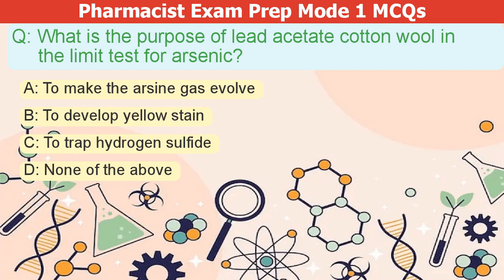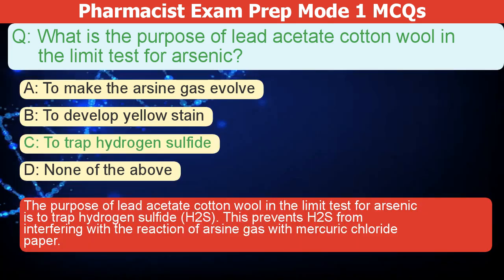What is the purpose of lead acetate cotton wool in the limit test for arsenic? A. To make the arsine gas evolve. B. To develop yellow stain. C. To trap hydrogen sulfide. D. None of the above. The correct answer is C. The purpose of lead acetate cotton wool in the limit test for arsenic is to trap hydrogen sulfide, H2S. This prevents H2S from interfering with the reaction of arsine gas with mercuric chloride paper.